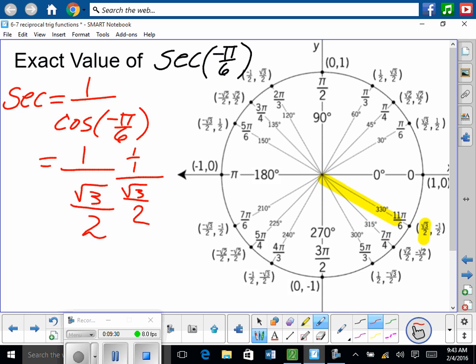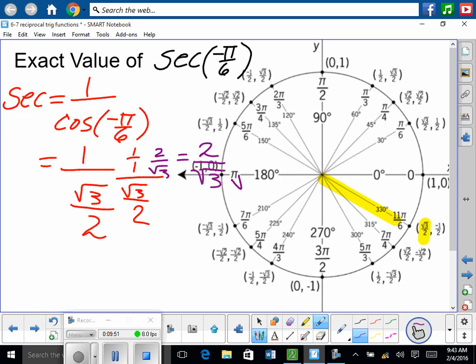Then dividing fractions is easy as pie. You flip the second fraction and multiply. So I put a 2 on top, square root of 3 on bottom, right? Multiplying straight across, I get 2 times 1, which is 2. 1 times the square root of 3 is the square root of 3. Now, that's my answer, but is it appropriate? No, we can't have a radical in the bottom. So we're going to rationalize the denominator.